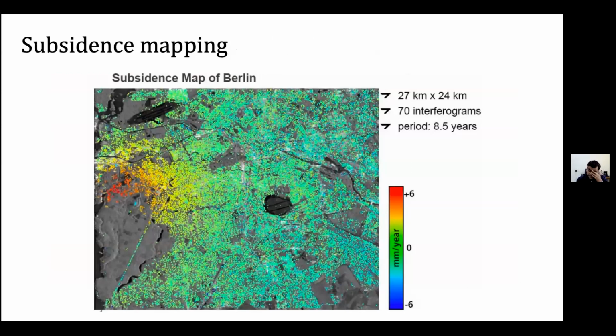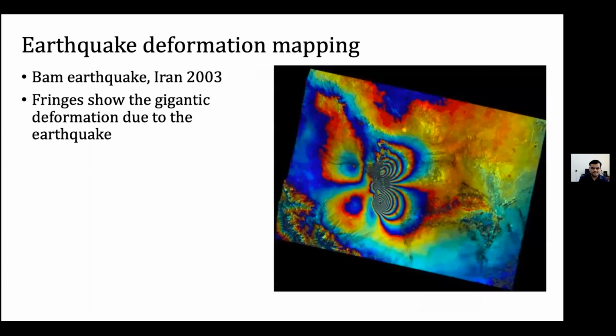Another important application is SAR interferometry for disaster mapping and subsidence mapping. That provides us with information on how much a particular region is subsiding over a period of time. For example, this is a subsidence map of Berlin, and we can see there are regions subsiding at the rate of 6 millimeters per year. This is important to monitor critical infrastructure. If there are buildings and apartment housing in that region, then they need to be reinforced. So SAR data is useful in those cases.